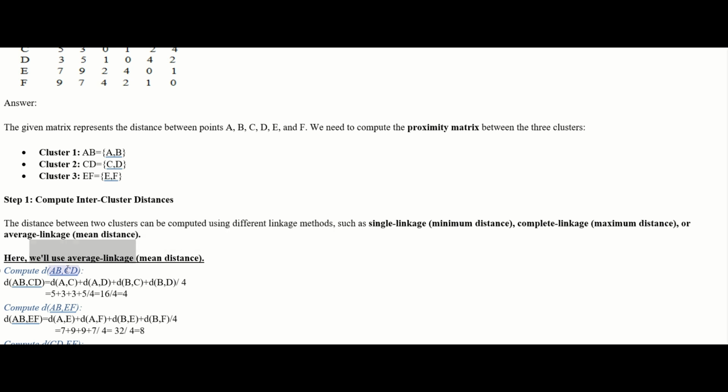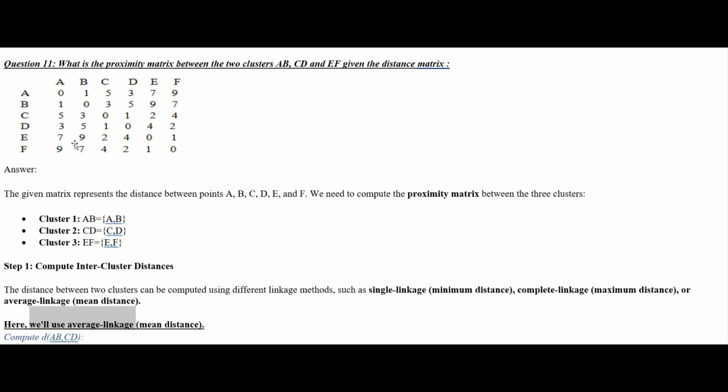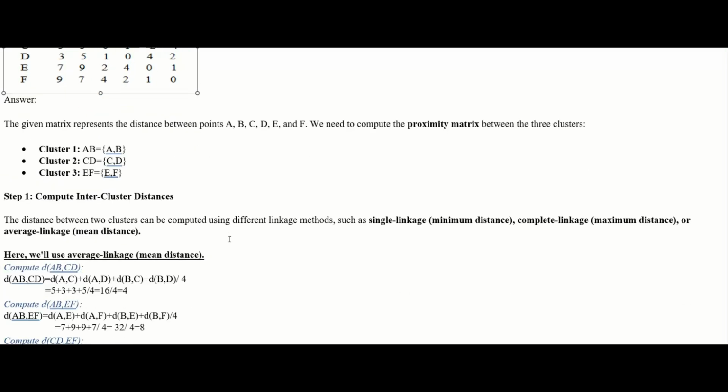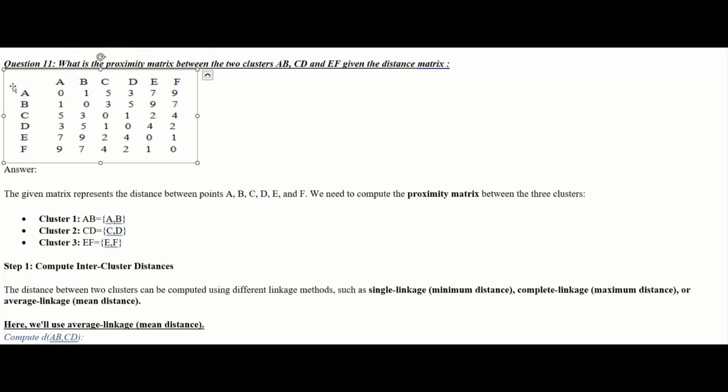So compute the distance between AB and CD. D(AB, CD) equals d(A,C) plus d(A,D) plus d(B,C) plus d(B,D), divided by 4, since 4 pairs are there. Here A to C is 5, then A to D is equal to 3. Similarly, put all the values: 3 plus 3 plus 5, total 16, divided by 4, gives 4. Similarly, compute D(AB, EF) and you find this value, and compute D(CD, EF).